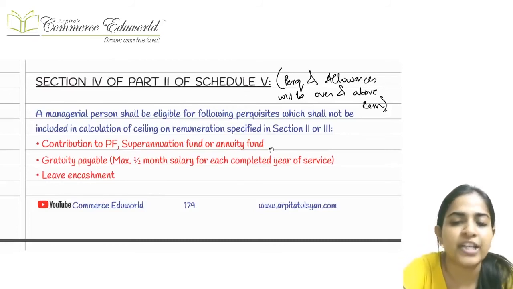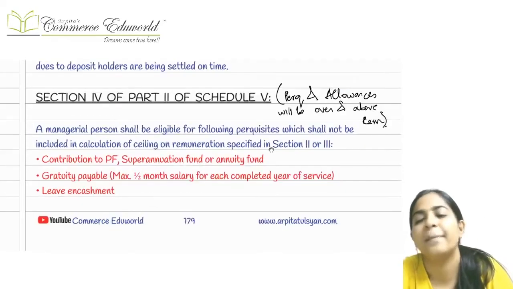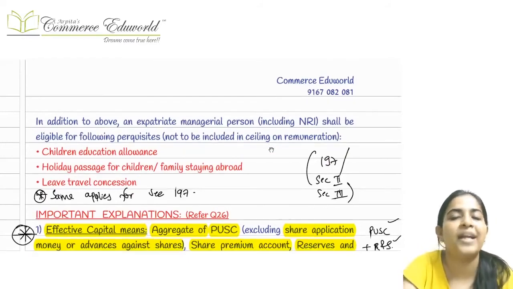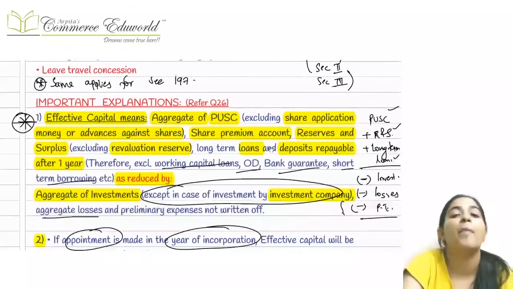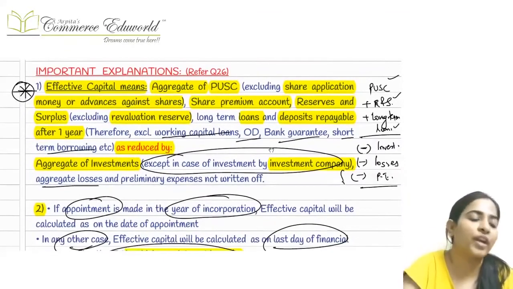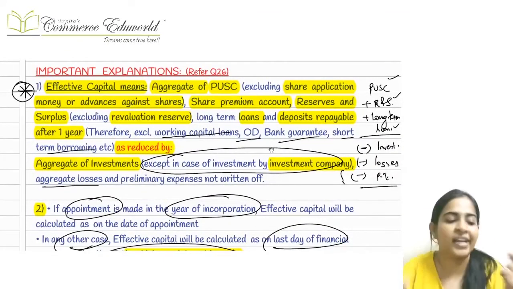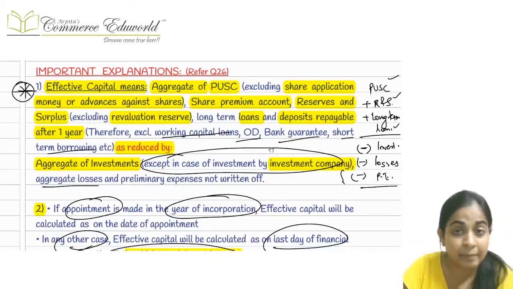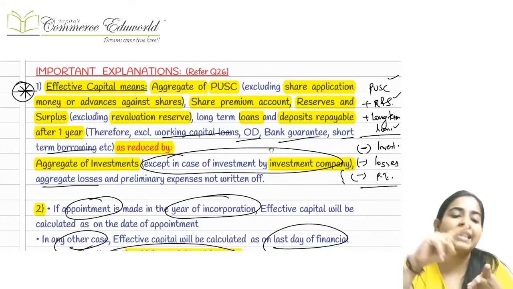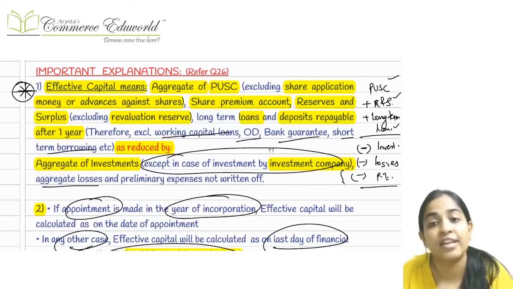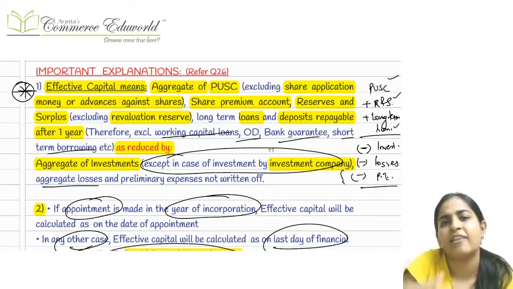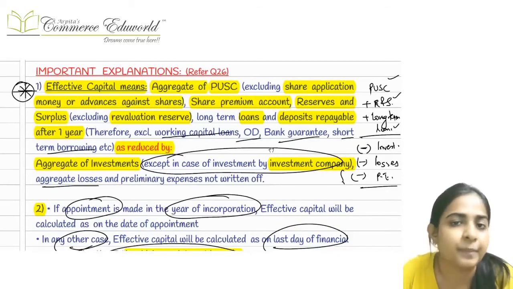Section 4 is very, very simple. Section 4 simply says that these specific perquisites, these specific allowances which are paid to a managerial personnel, are over and above the remuneration. Means he will get remuneration, he will get perquisites and allowances, he will get sitting fees for attending the board meetings, and he is also going to get professional fees if he is rendering some other services in a professional capacity, just like we took the example of a doctor, right?